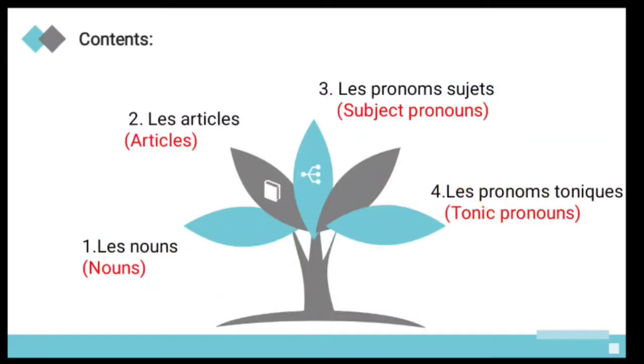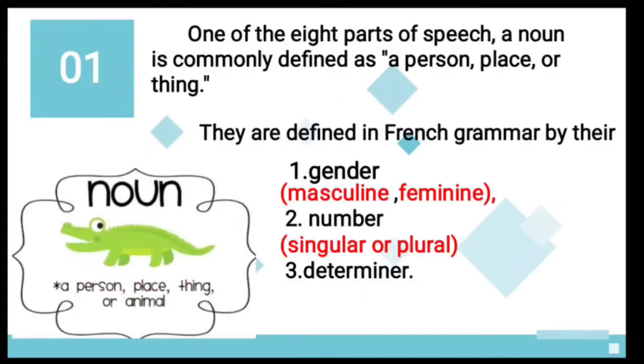Let us move to the content. There are 4 contents. One is les noms, the noun. And second, les articles, that is the article. And third, les pronoms sujets, that is the subject pronoun. And fourth, les pronoms toniques, that is the tonic pronoun. So let us move to the first content, that is the noun.